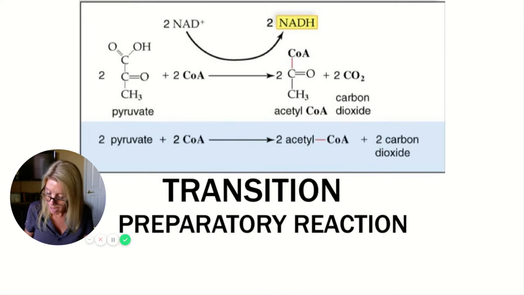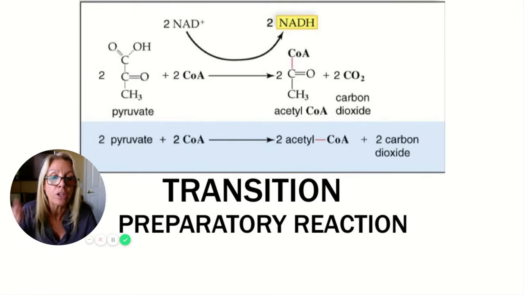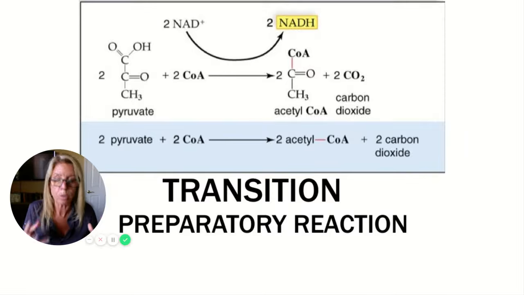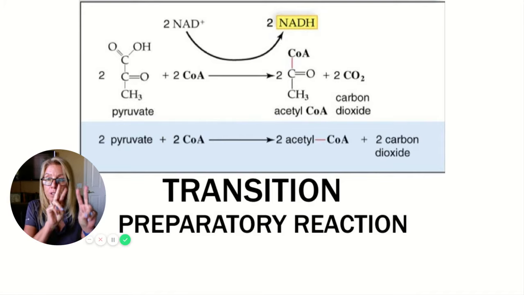So the preparatory reaction connects glycolysis to the citric acid cycle. And then I gave you all the notes for this. Each pyruvate is converted to acetyl-CoA. You remove a carbon, COOH, as CO2, and a hydrogen from each pyruvate. You use the electron from the hydrogen to reduce the NAD, which you can see up there on the top. And a molecule of CoA binds where the COOH once was located. So now we have pyruvic acid getting converted to 2 acetyl-CoAs.